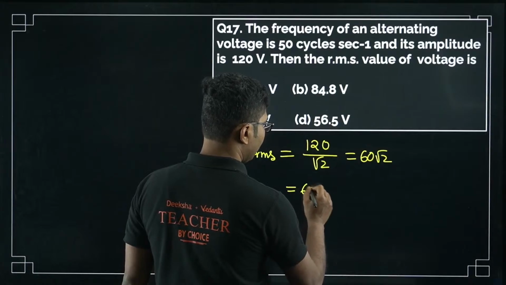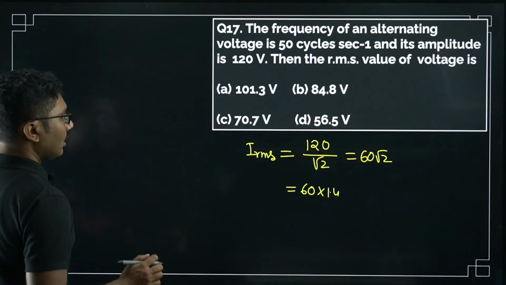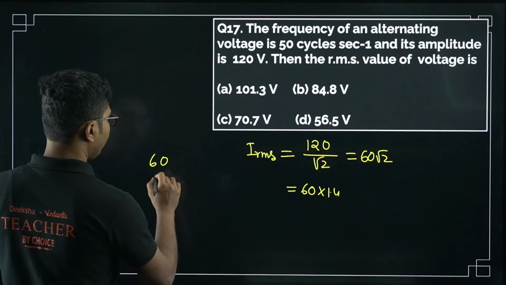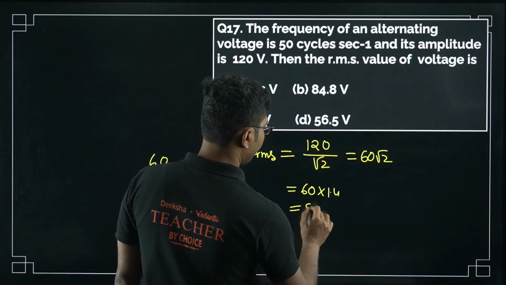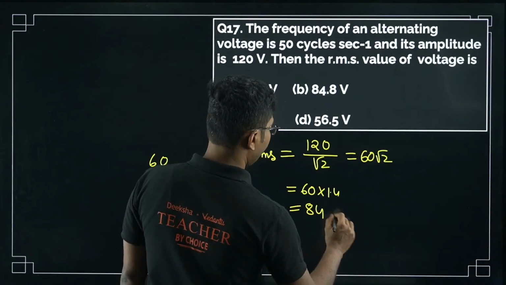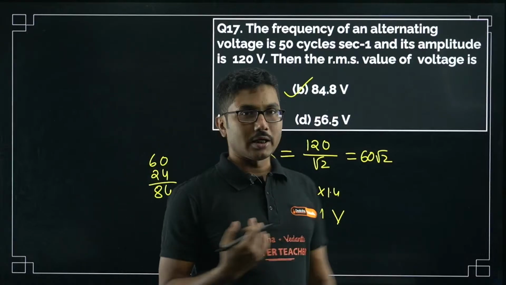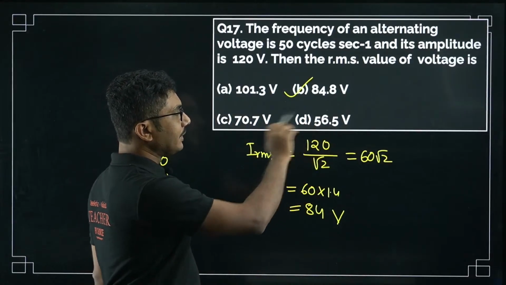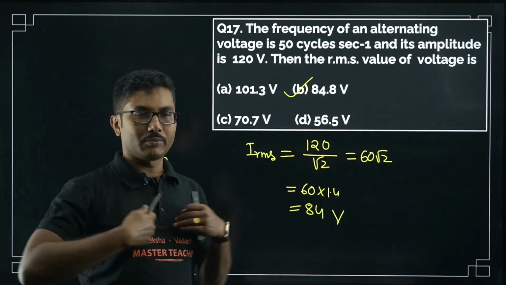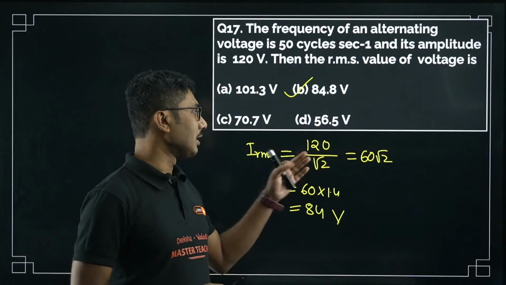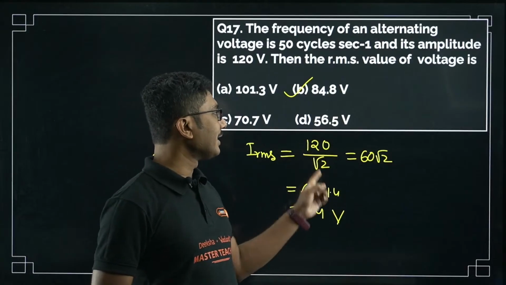Okay, 60 √2 is the answer, but you have to calculate it. So 60 into 1.4. I will just do for first decimals. 60 plus 24, it will be around 84 volt, that is 84.8 volt. Easy question, but it is difficult with the division. If you are comfortable with 120 by √2 division, you can do that, but I am not comfortable with division with this irrational number. I am good with multiplication, so that's why I have converted it into 60 √2.